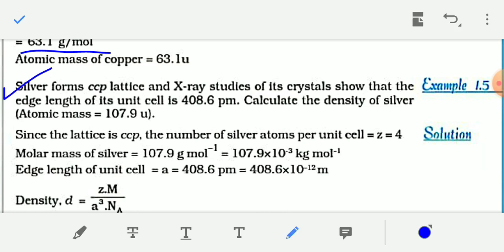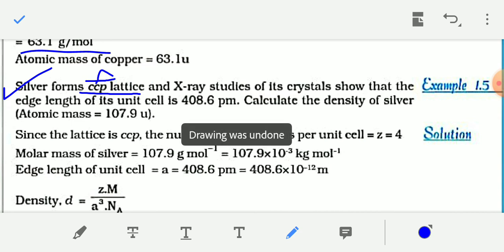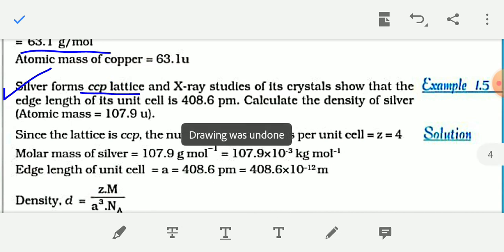Silver forms a CCP crystal lattice. You have to remember that CCP means face centered. CCP and FCC are the same. So it is said that silver forms a CCP lattice, that is, a face centered lattice, so the value of Z is 4, and X-ray studies of this crystal show that the edge length of the unit cell is 408.6.